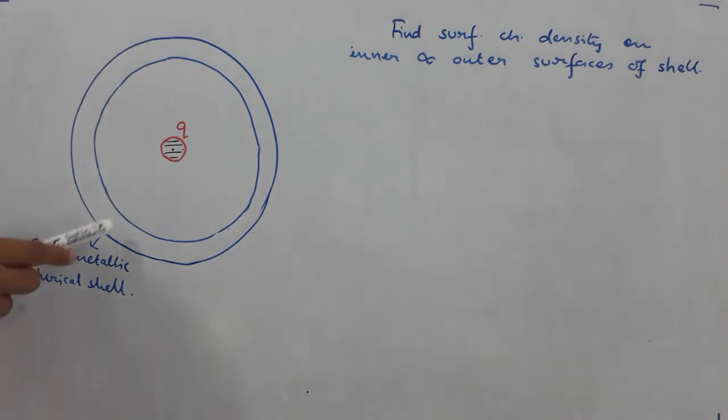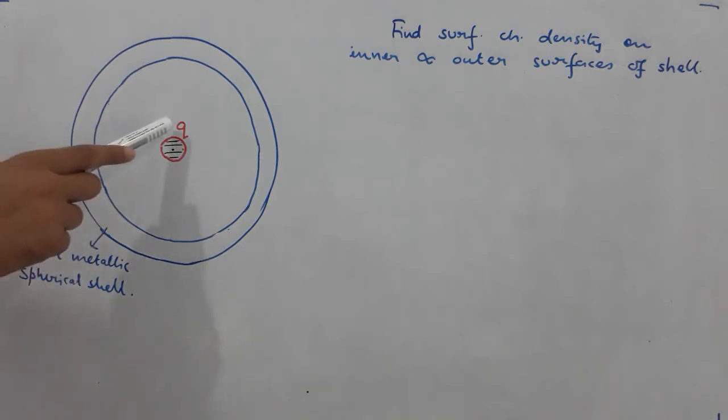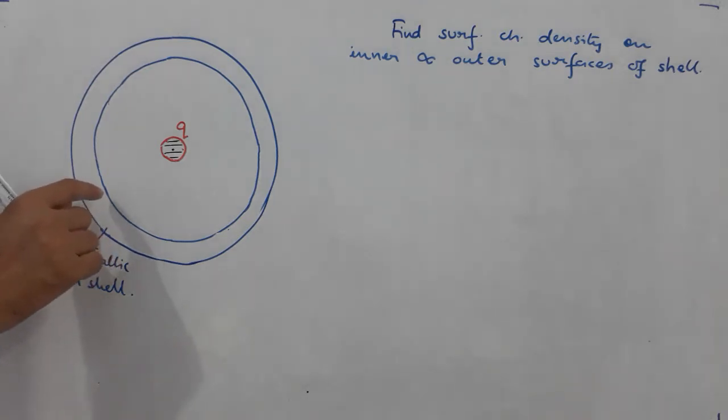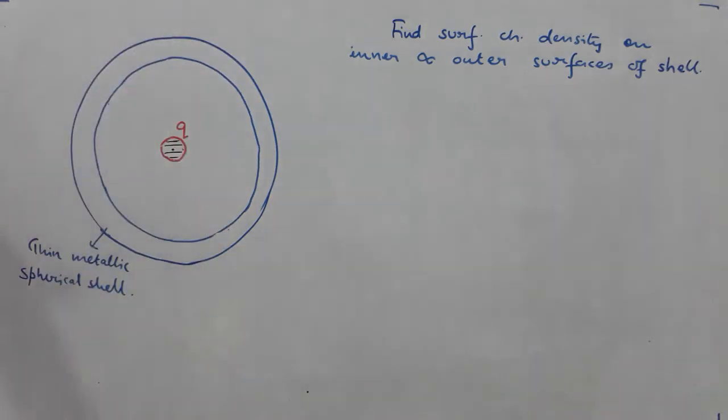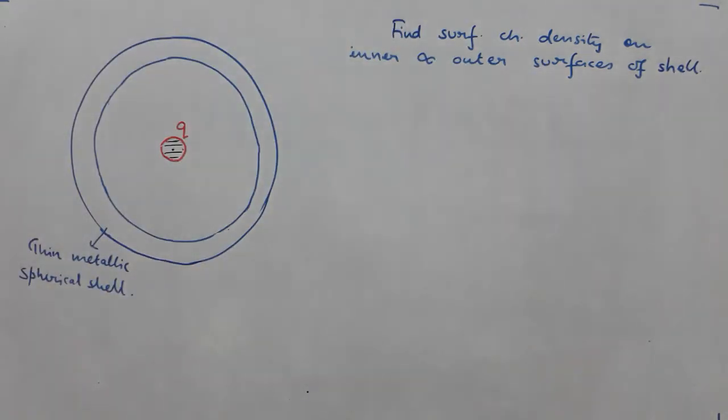Here you see there is a thin metallic spherical cell at the center of which there is a sphere which is uniformly charged, and Q is the charge on that small sphere. This is a metallic or a conducting cell of some thickness. You have to find the surface charge densities on the inner as well as outer surfaces of the cell.